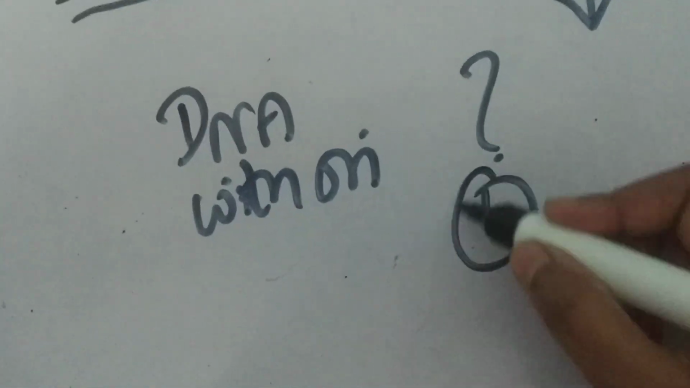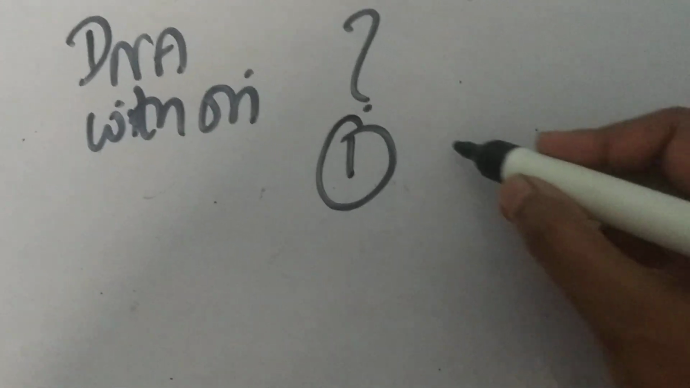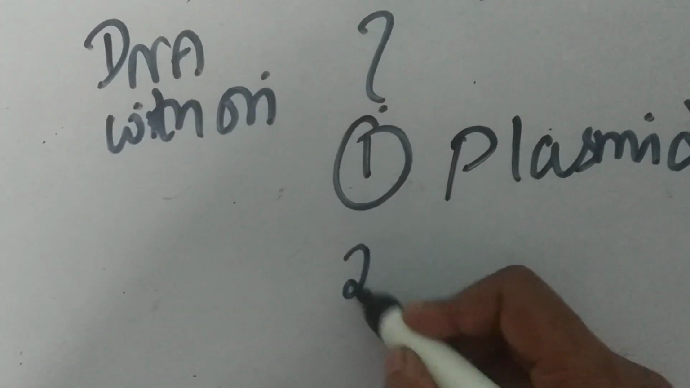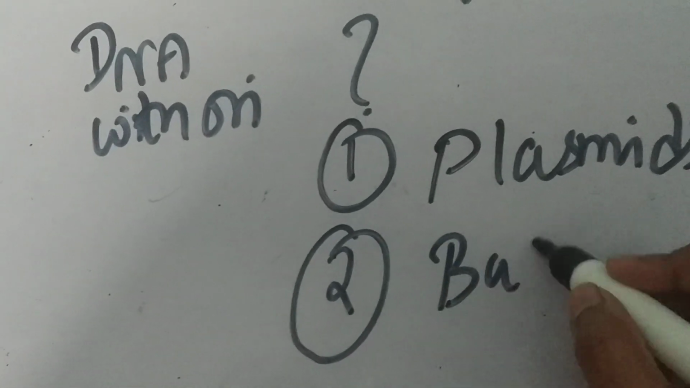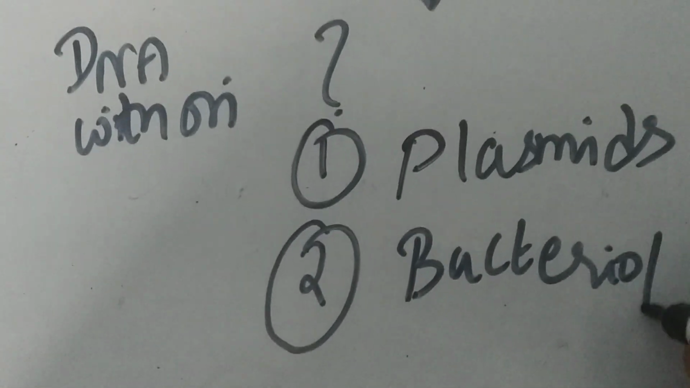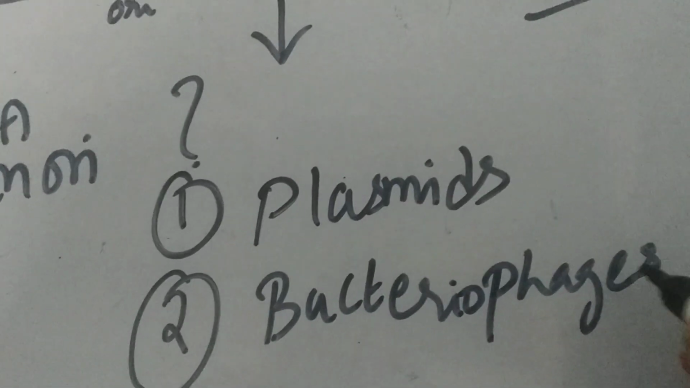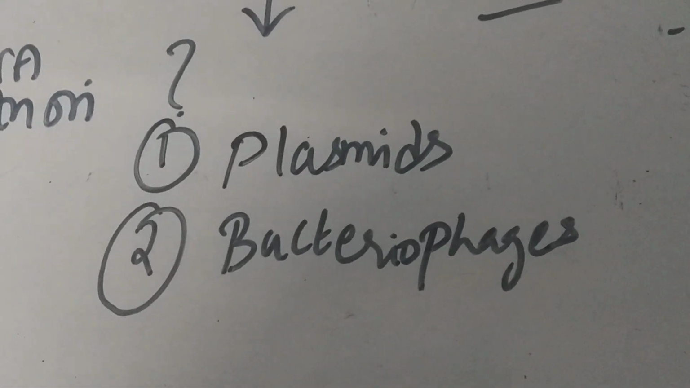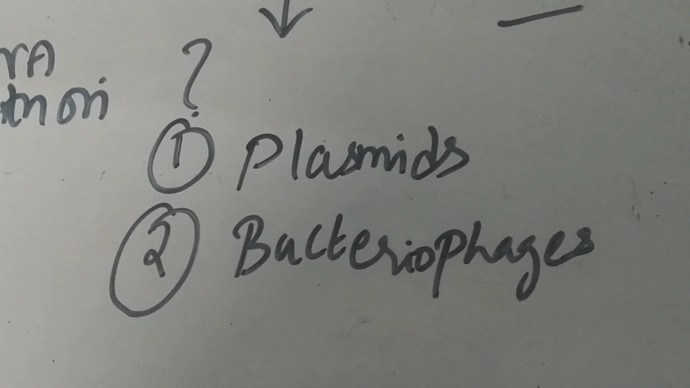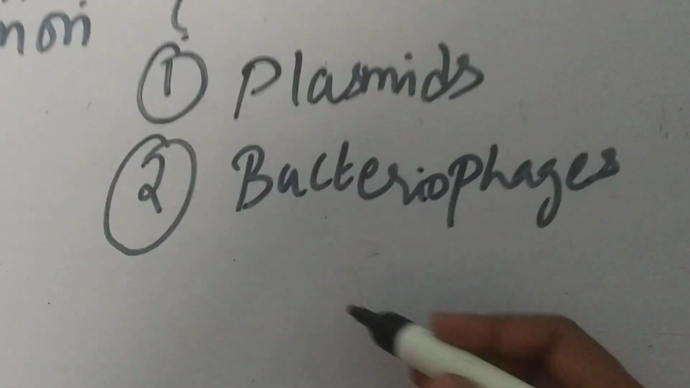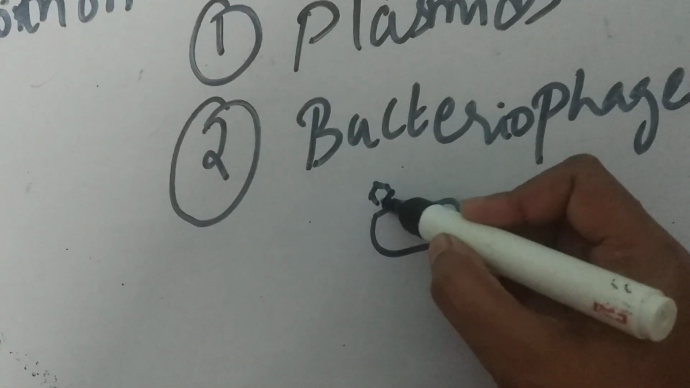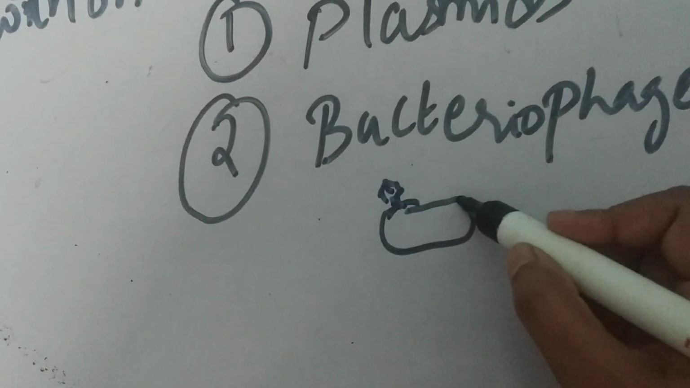They came across two candidates. One, plasmids, and two, bacteriophages. Bacteriophages, as you all know, are viruses that can infect bacterial cells. So how are they able to infect? We have already studied about this. The bacteriophage first attacks this bacterial cell.